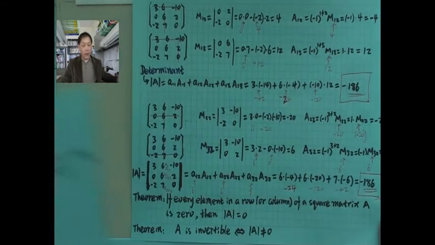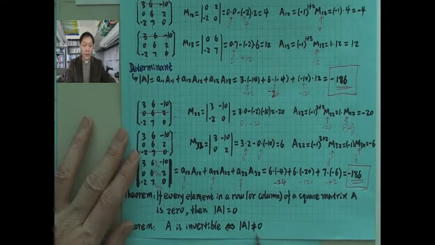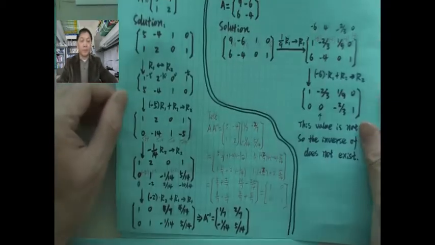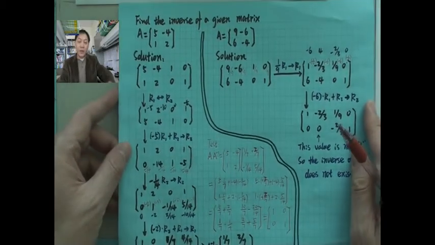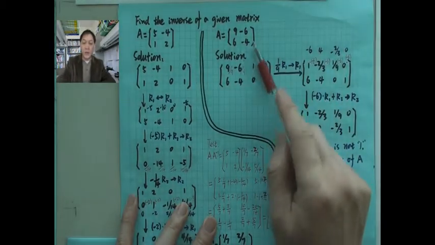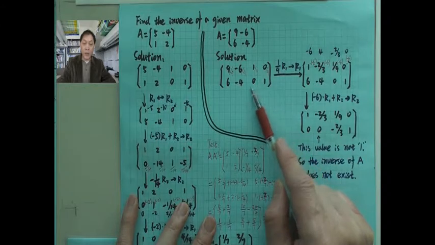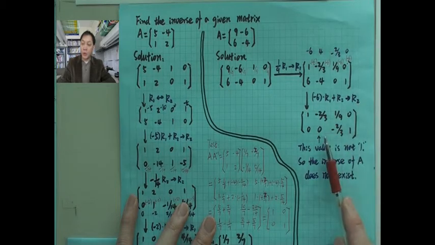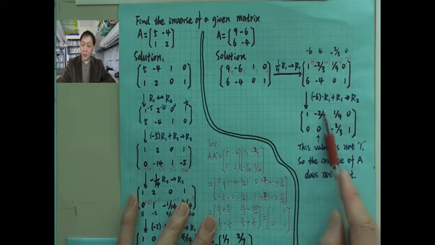Now, another theorem right here is that if A is invertible, then the determinant cannot be 0. And here is the reason. Recall this one we did before. Previously, in order to find the inverse of this matrix, we put the identity matrix on the right-hand side. After you have done some elementary operations, you want 1, 0, 0, 1. You want the left-hand side to be an identity matrix.